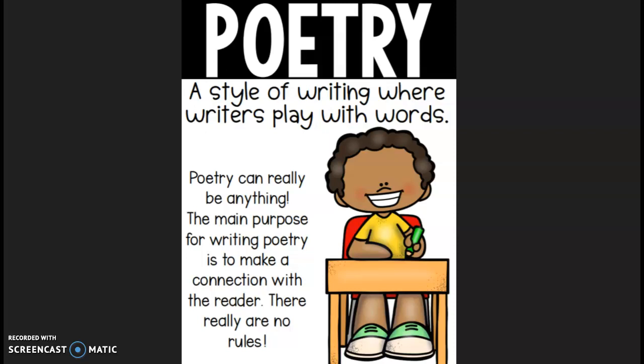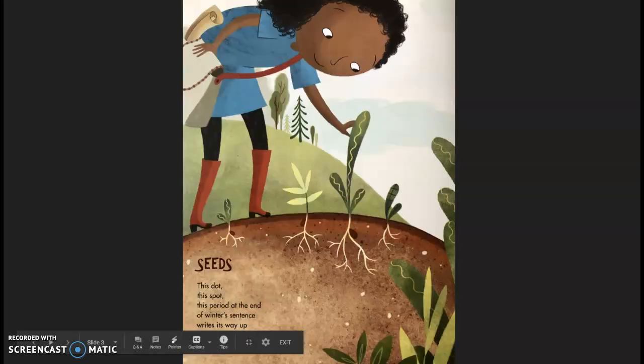Okay, so we're going to first look at this first poem called Seeds. And I can already make a connection with this poem because we planted some seeds here at our house this weekend. So we're going to look at this poem, and I want you to think about the words that the author chose for this poem to just talk about seeds.